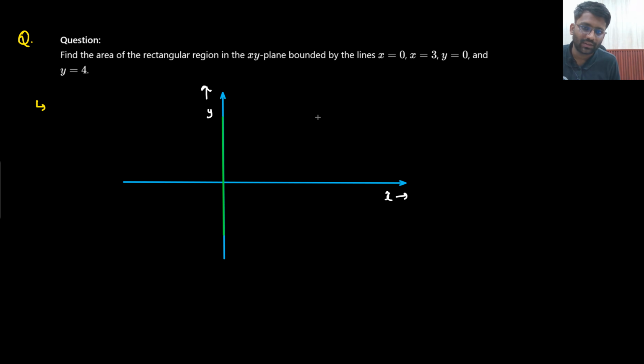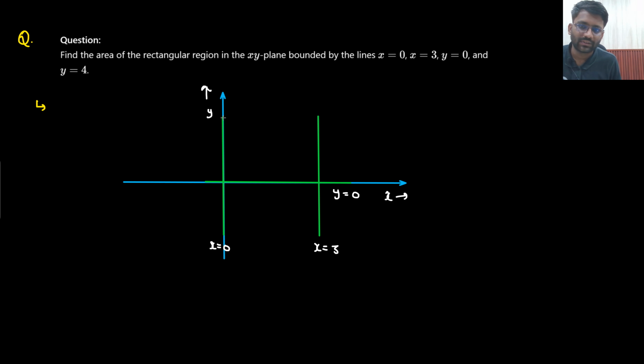Then x equals 3. This is your x equals 3. This is your x equals 0. Then y equals 0 means the x-axis. This is your y equals 0.